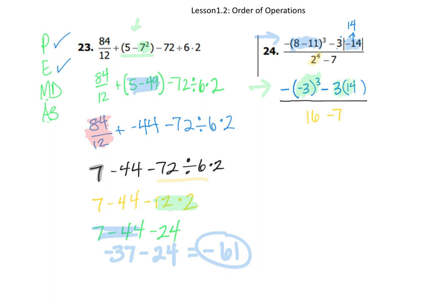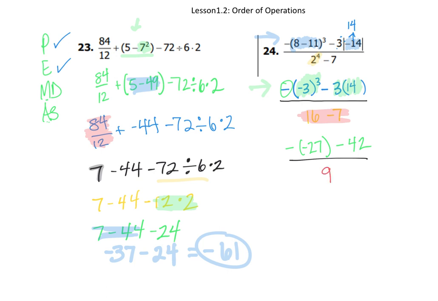I also have parentheses here, which is telling me I can multiply 3 and 14. So I have this minus sign on the outside that is separate from what's going on in parentheses. So I have minus, and then I have negative 3 cubed, which is negative 27. And then I'm going to subtract 3 times 14, which is 42. Okay, this is all over. Now 16 minus 7. I'm allowed to subtract these two numbers next, because those are the only two numbers left. 16 minus 7 is 9.